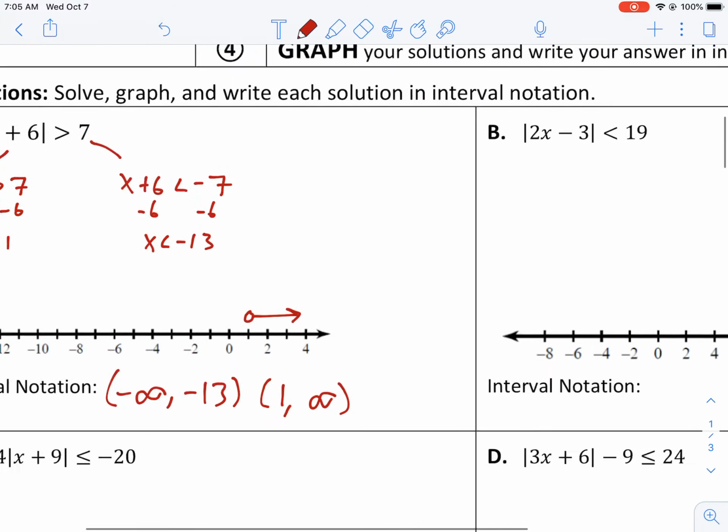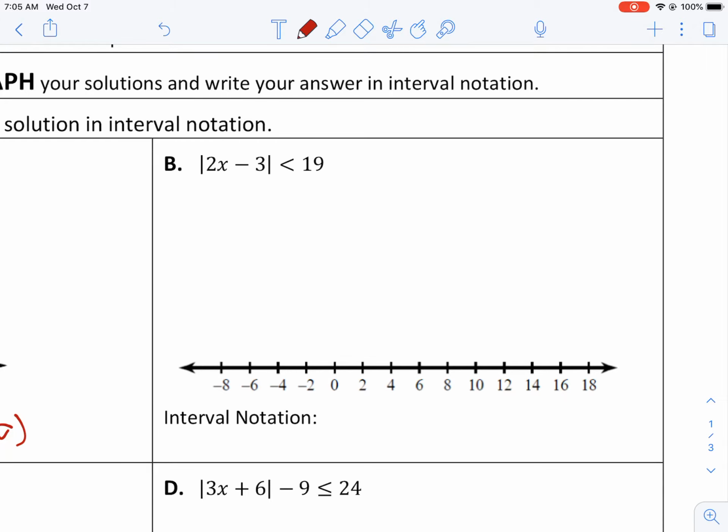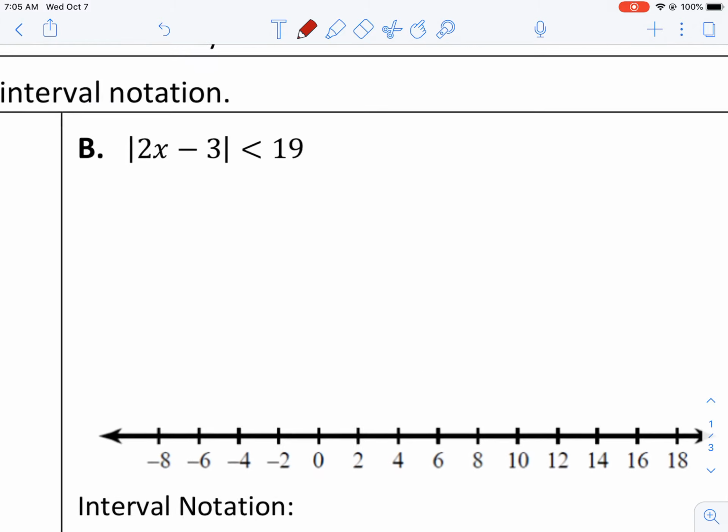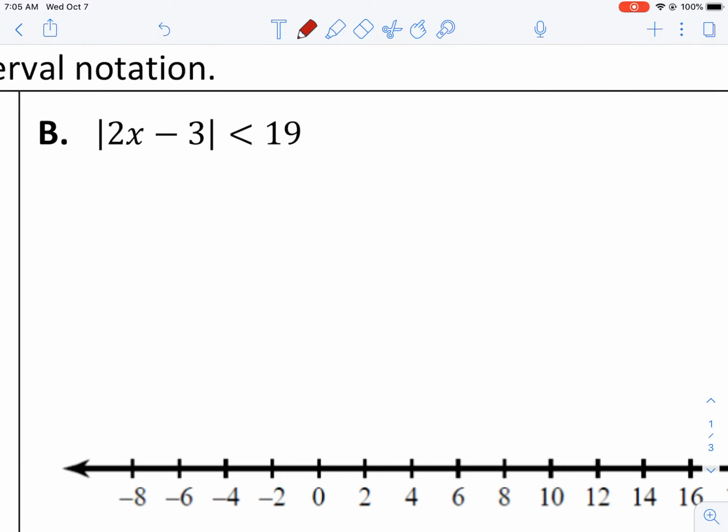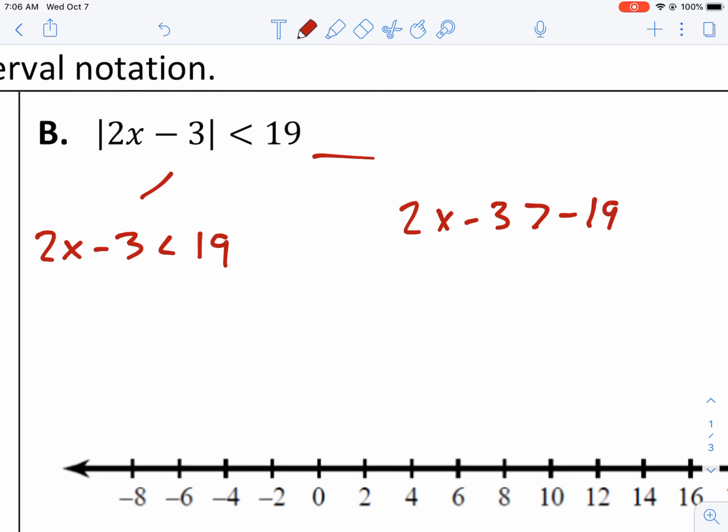So not anything different than our regular solving inequalities, just, again, turning an absolute value inequality into a compound inequality. So, for example, B, we've got 2x minus 3, that's going to be less than 19. When we make our second case, we've got 2x minus 3. This time we're going to flip it to greater than negative 19. And so we have to solve them separately.